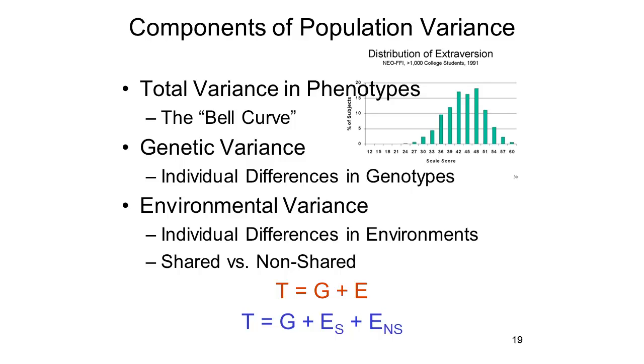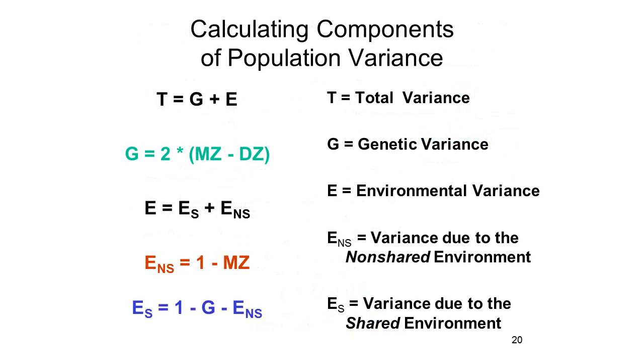In principle, then, the total variance on a trait is equal to the sum of the genetic variance and the environmental variance, with the understanding that environmental variance includes both variance attributable to the shared environment and variance attributable to the non-shared environment. And in fact, we can calculate the components of population variance, the genetic variance and the environmental variance, from the data given to us by twin studies. And here's how we do it. The genetic variance can be estimated by the difference between the monozygotic and dizygotic correlations multiplied by 2. To estimate genetic variance, you double the difference between monozygotic and dizygotic twins.